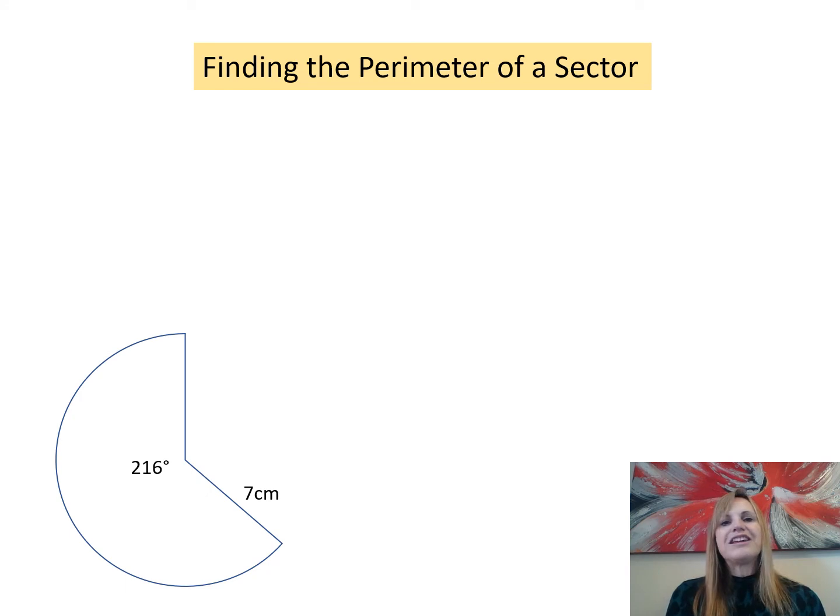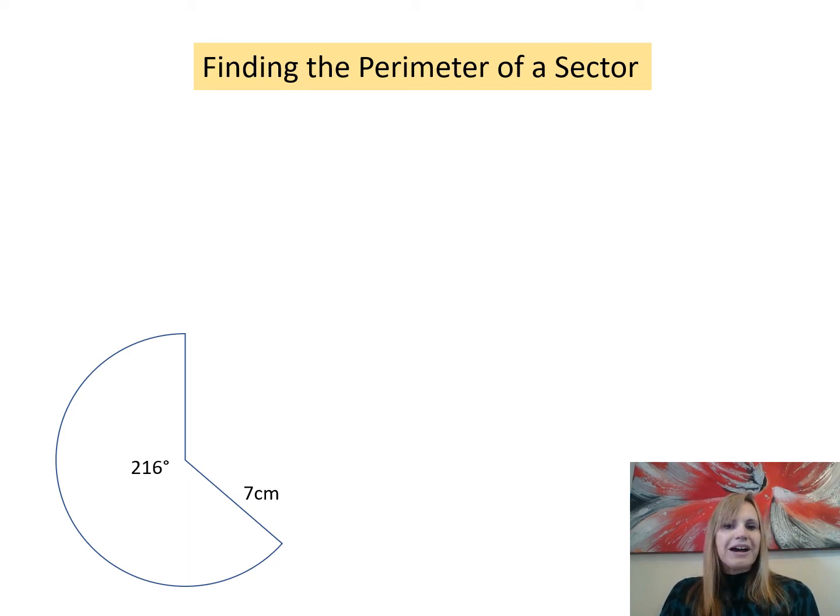Now this question is a lot harder. So if you're not comfortable yet with finding the full circumference of a circle, then I suggest you practice that more. But this is the next step of that. This time we're finding the perimeter of a sector, and a sector is part of a circle.